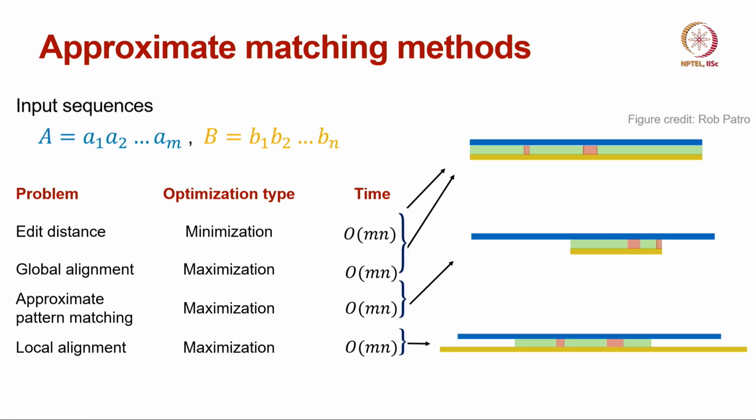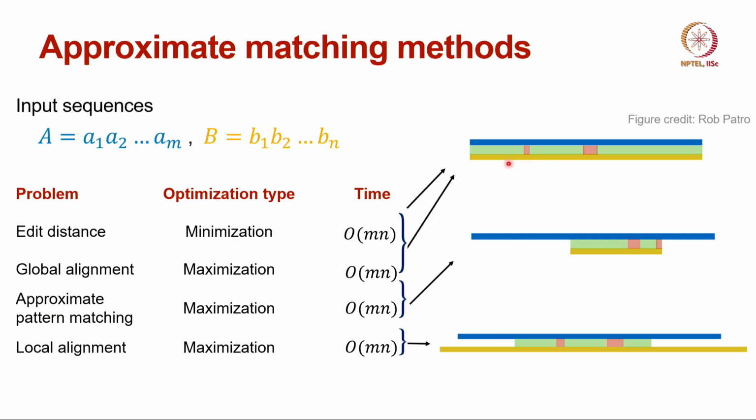Okay, welcome back. In this lecture, we are going to look at the concept of alignment gaps and methods to score those gaps in the alignments. So far in the previous lectures, we have covered several methods for pairwise sequence alignment. This includes edit distance based formulation, then global alignment based formulation, approximate pattern matching, as well as local alignment.